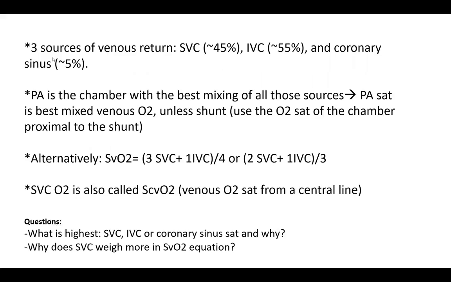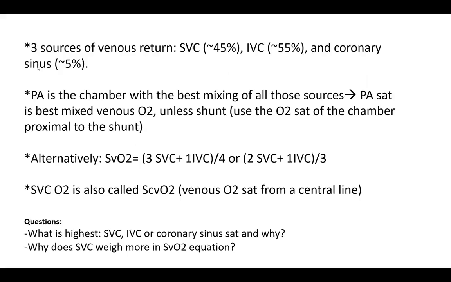Even though the coronary sinus is only 5%, it's so hypoxic that, yes, that's one reason why, to compensate for that, more weight is given to the SVC than to the IVC. Simply because, again, the SVC is more hypoxic than the IVC. So giving it more weight compensates for the coronary sinus.